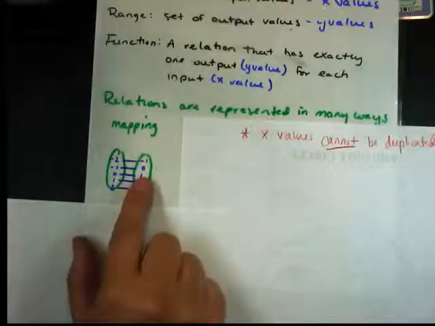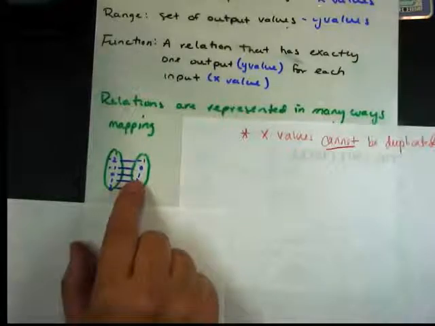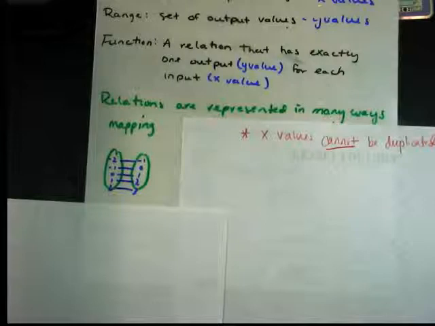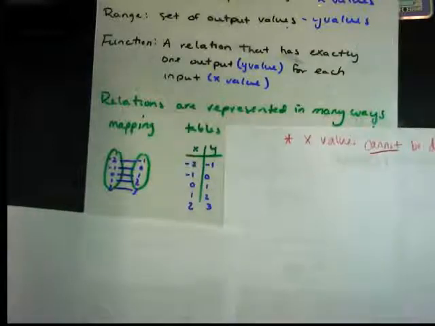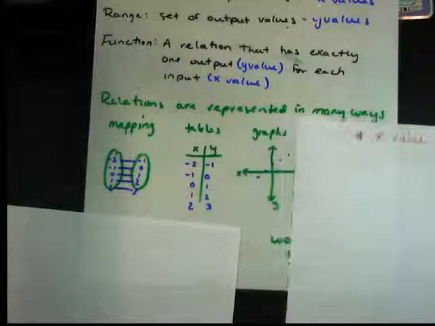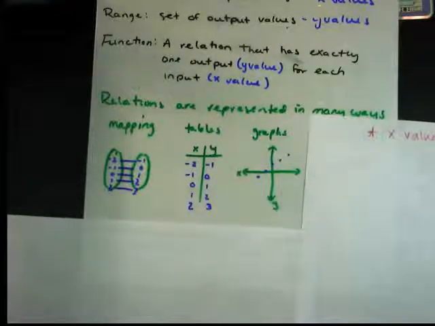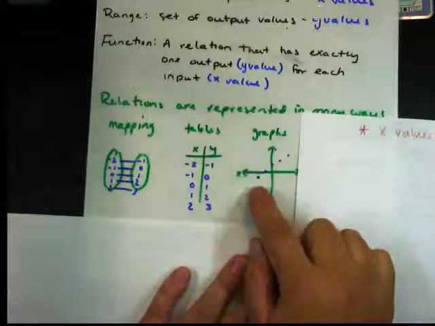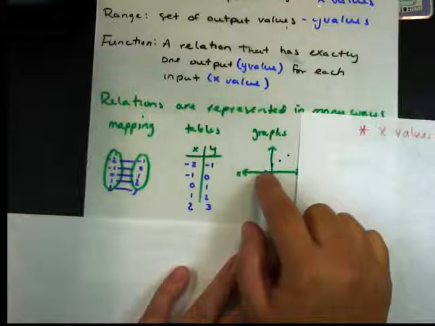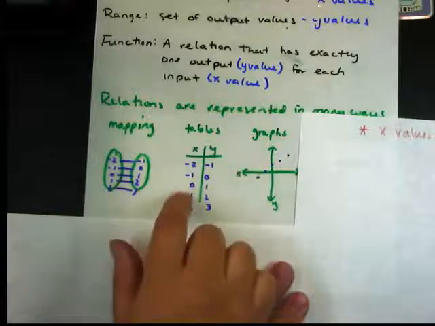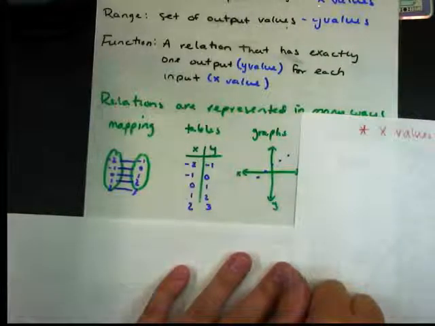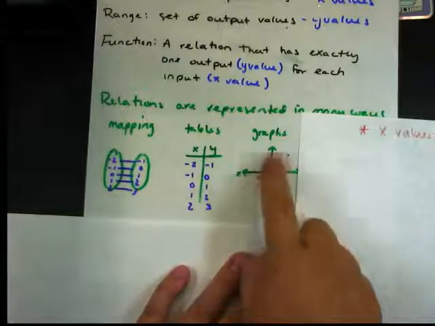-1 matches up to 0. 0 matches up to 1. And so on. That's called a mapping. It's in circles, and they have lines connecting. The next one is a table. We should be familiar with this, an XY table. If the x value is -2, the y value is -1, and so on. Then we have graphs. Again, -2, -1; -1, 0; 0, 1. The numbers are being used the same throughout. So that would be the graphing of the points.